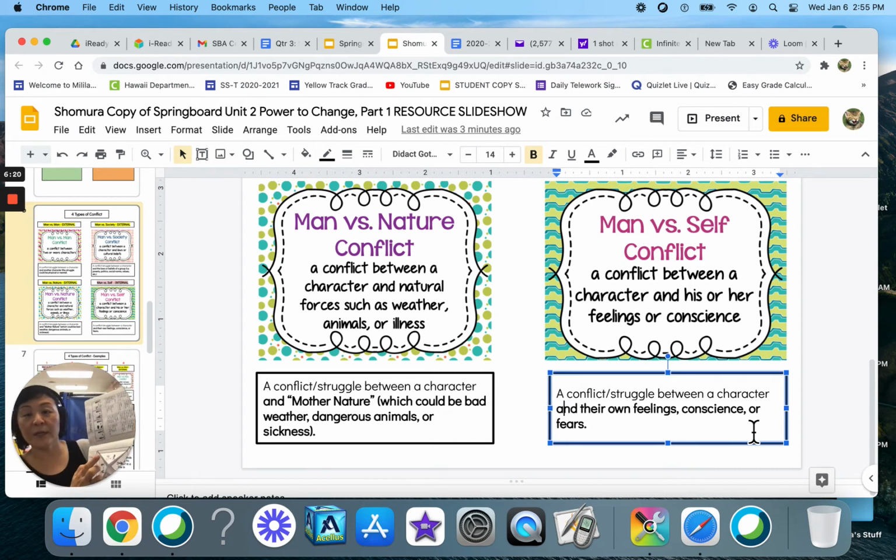Oh, I missed the other one. Man versus nature. You could write man versus nature, external. Okay? So man versus self is an internal conflict. And under here you will write a conflict or struggle between a character and their own feelings, conscience, or fears. Okay?